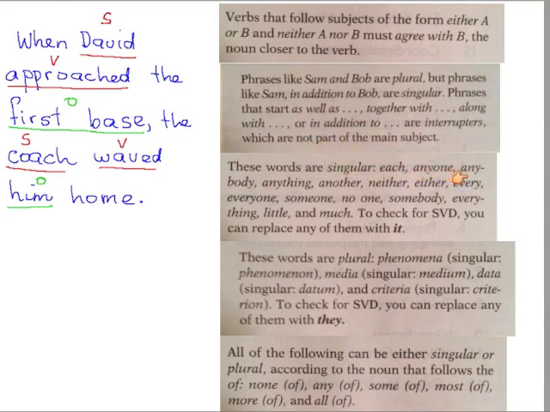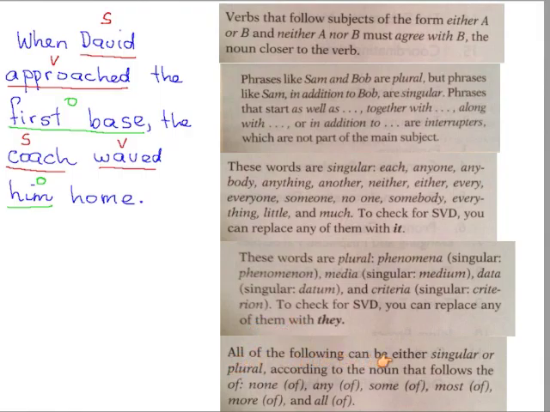Each, anyone, anybody, anything, another, neither, either, every, everyone, someone, no one, somebody, everything, little, and much. To check for subject-verb disagreement, you can replace any of them with it. These words are plural. Phenomena, singular for phenomena is phenomenon. Media, singular is medium. Data, singular is datum. And criteria, singular is criterion. To check for subject-verb disagreement, you can replace any of them with they.